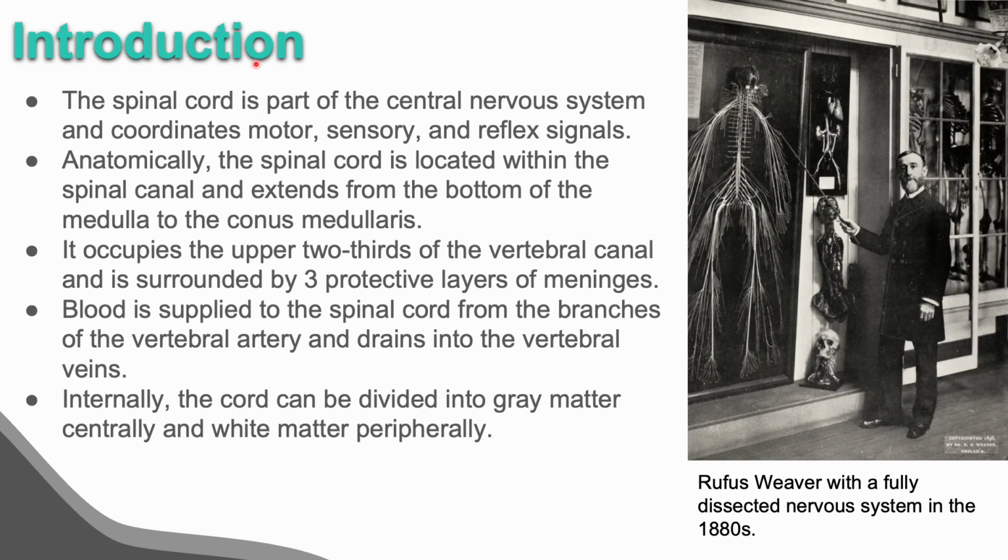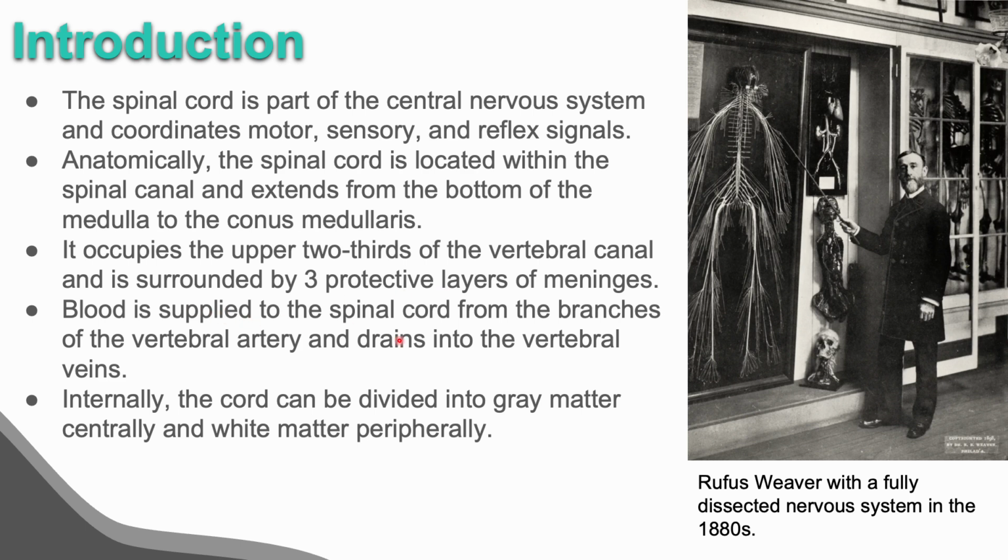Before we begin talking about the external anatomy of the spinal cord, I'll give you a brief introduction about the spinal cord. So the spinal cord is part of the central nervous system, and it coordinates motor, sensory, and reflex signals. Anatomically, it is located within the vertebral foramen of the spine, and it extends from the bottom of the medulla to the conus medullaris. It occupies the upper two-thirds of the vertebral canal, and it is surrounded by three protective layers of meninges, which are the dura, arachnoid, and pia mater.